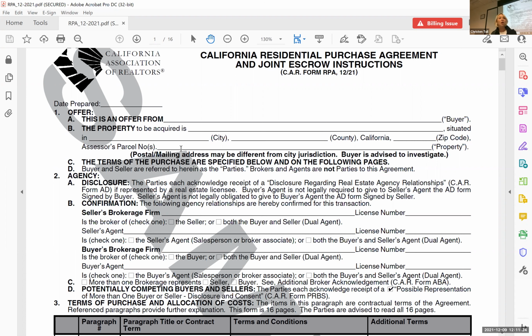If you're writing an offer on a property in the county of Los Angeles, the APN number will always follow this format. It will be 4 digits, 3 digits, 3 digits. If it's anything different, either you've made a mistake or the property is located in another county. Okay.